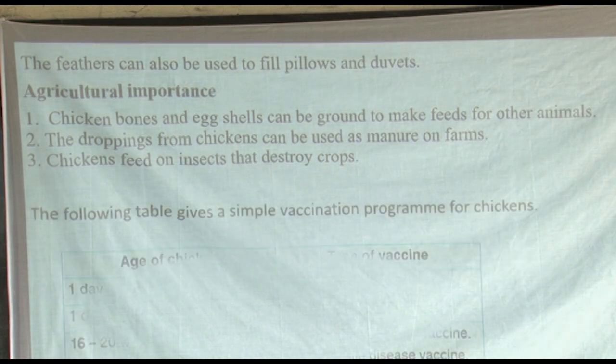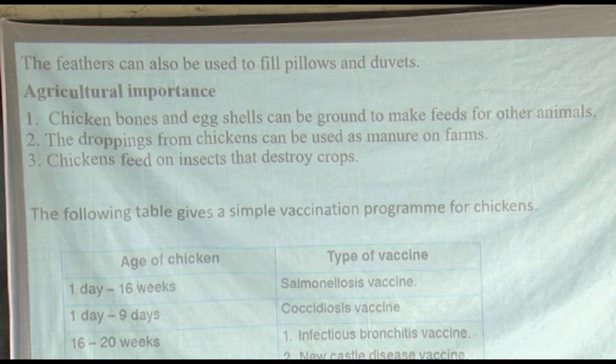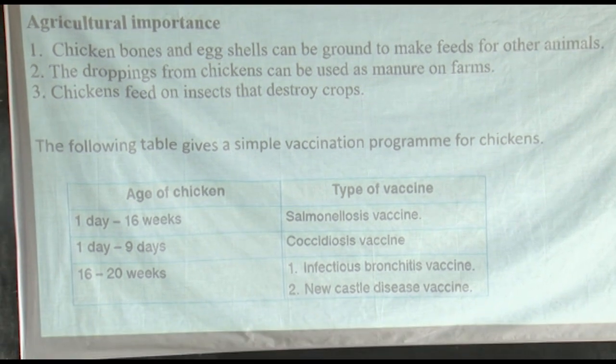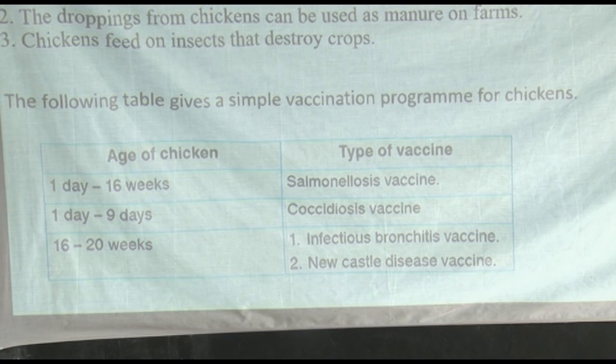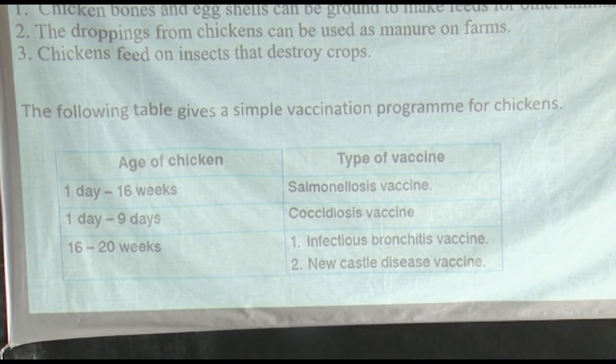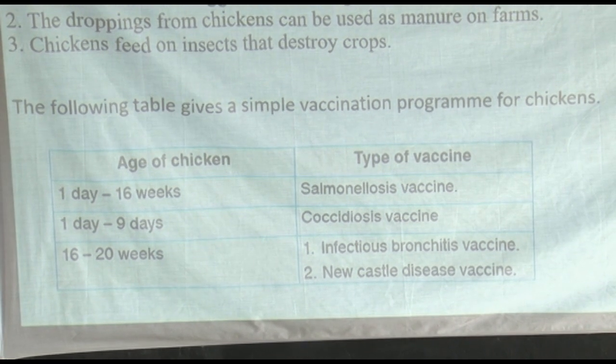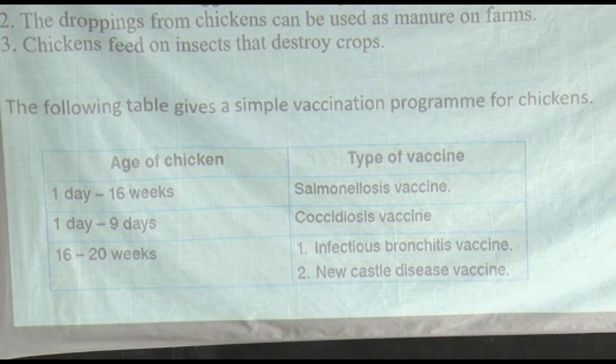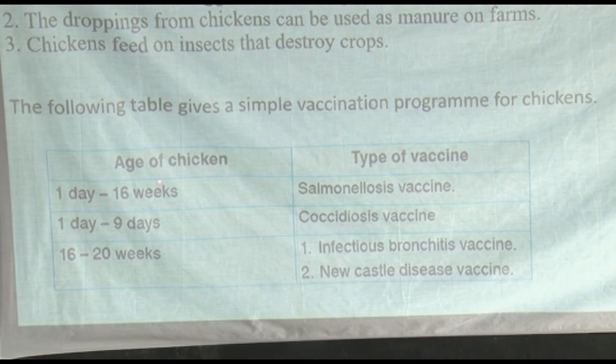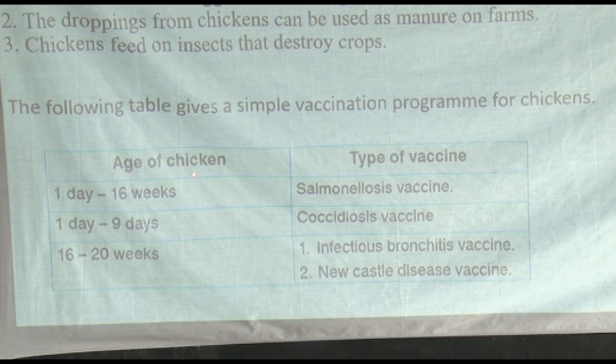And then we can move ahead and look at this table here. The following table gives a simple vaccination program of chickens. Looking at the importance of chickens, we need to make sure that we also vaccinate, so that the importance can come to pass. Vaccinating means providing drugs to chicken in order to give them immunity to fight against diseases. We can look at a given age and then the vaccine.